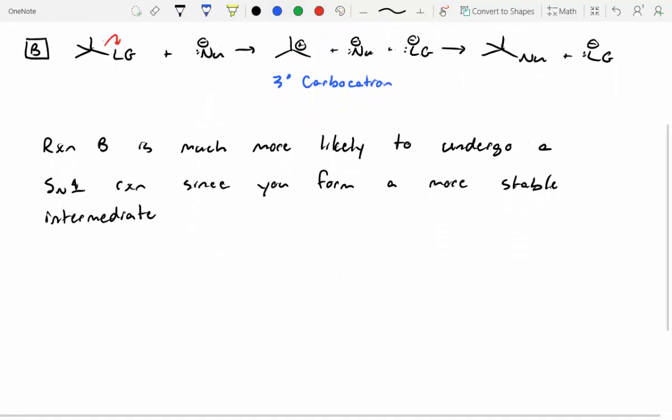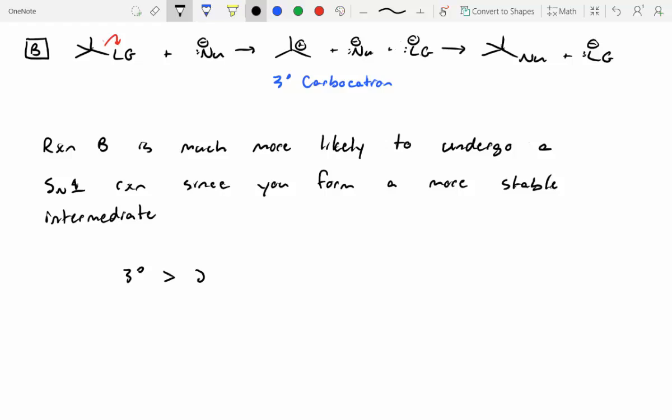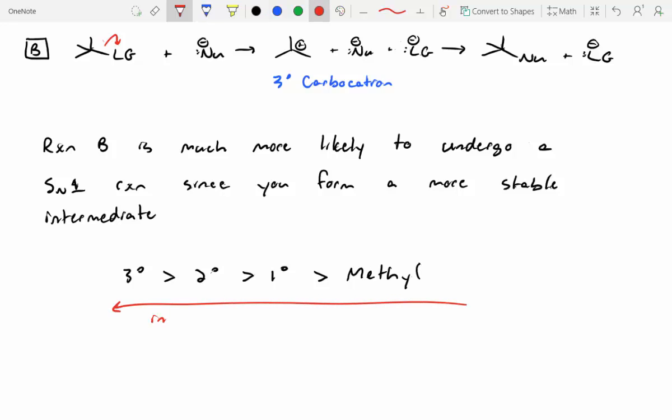So with an SN1 reaction, a tertiary carbocation is going to be more favorable than a secondary, which is going to be more favorable than a primary, which is going to be more stable than a methyl carbocation, right? So increasing carbocation stability.